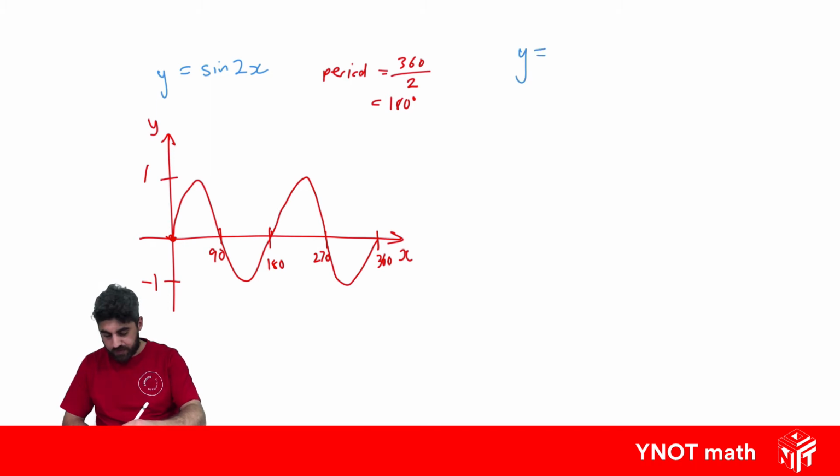Alright, let's have a look at an even tougher example. So minus cos a half x plus 1. We've got a few things to deal with in this one.